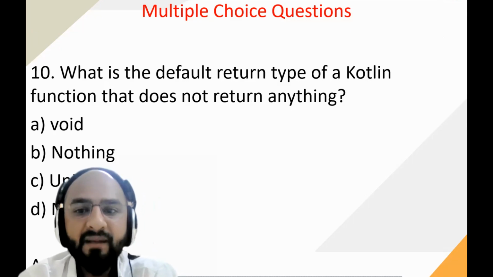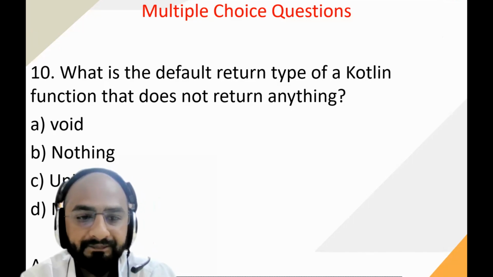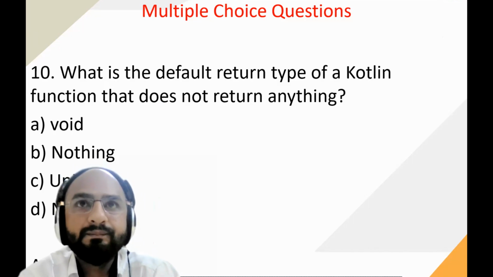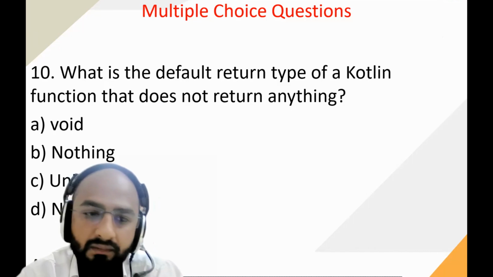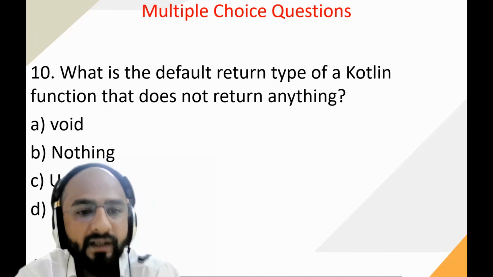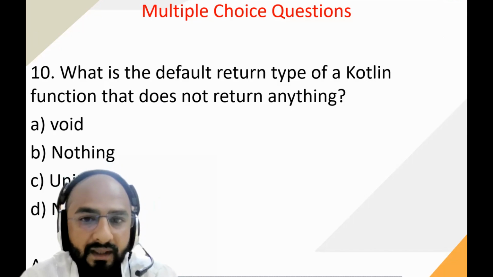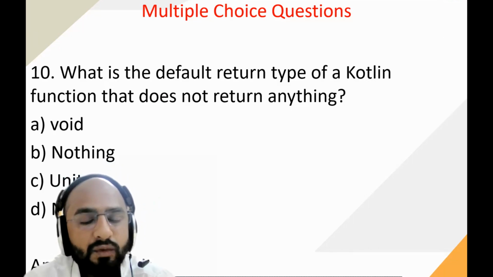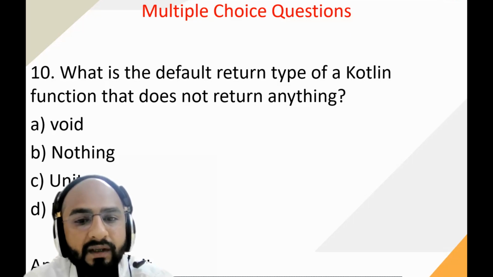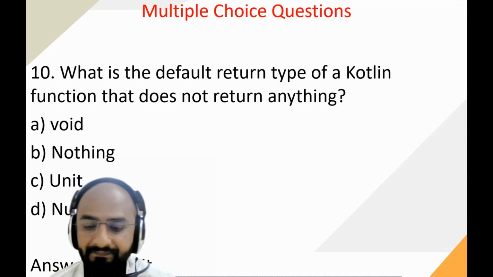What is the default return type of a Kotlin function that does not return any value? This is a very important question. Four choices: void, nothing, unit, or null. If you have created a function in Kotlin and you have not written any return type, it will return the unit value. So the answer is C.